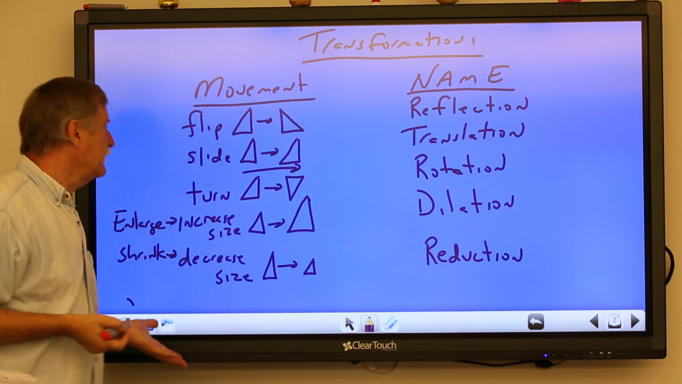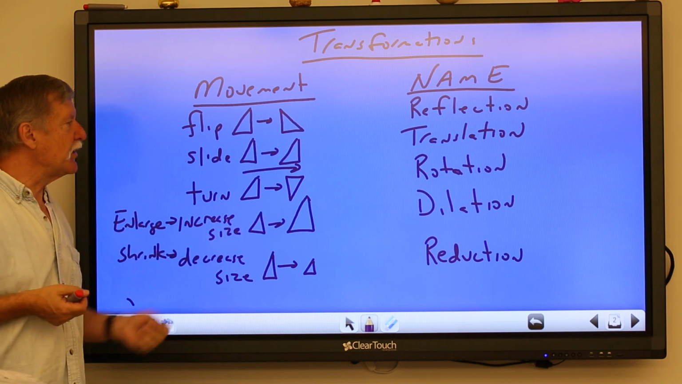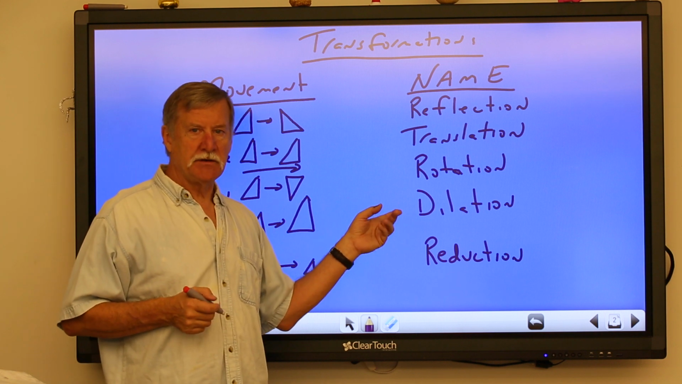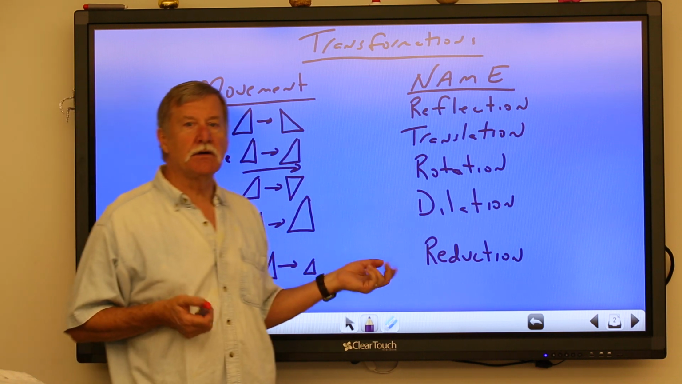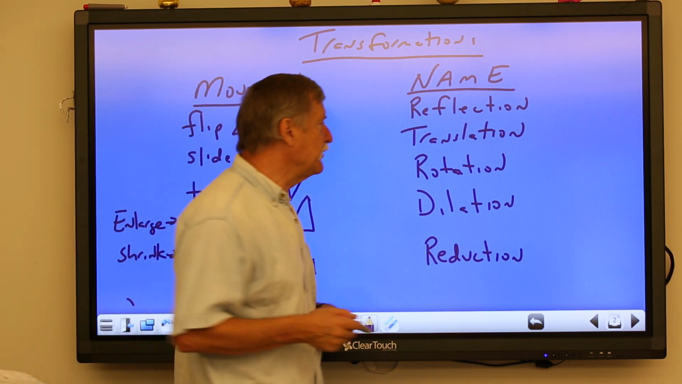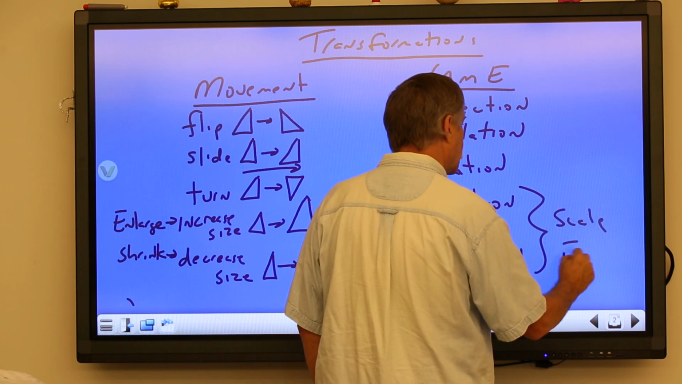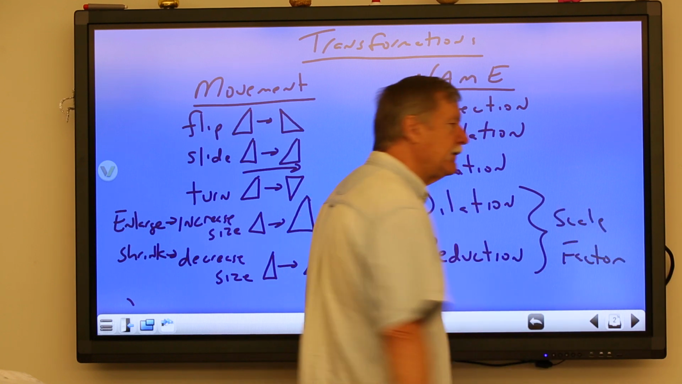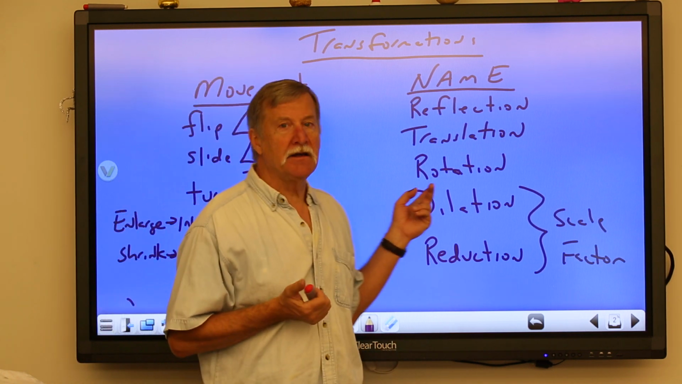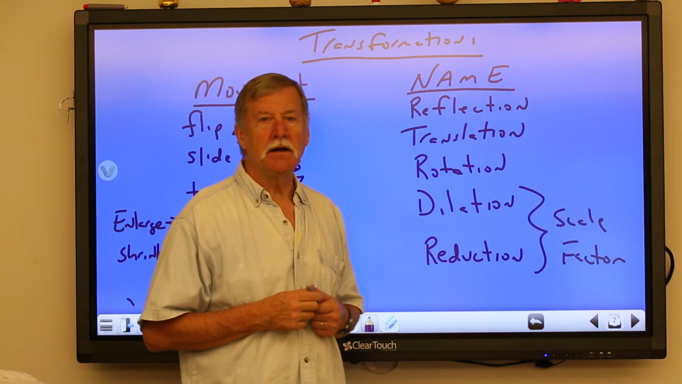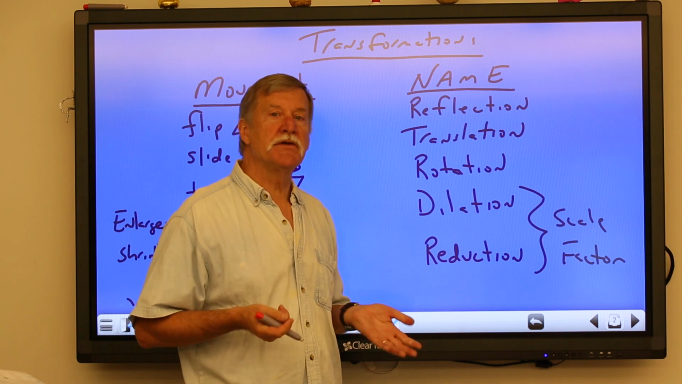They get rotated. Then we can enlarge something, increase its size from smaller to bigger, and that's called a dilation. Or we can shrink something, decrease its size, and that's called a reduction. And for both of these, we have something called a scale factor. And a factor, you will recall, is a number that's being multiplied. If you're dilating, you're multiplying by a number more than 1. If you're reducing, you're multiplying by a number less than 1, but more than 0.